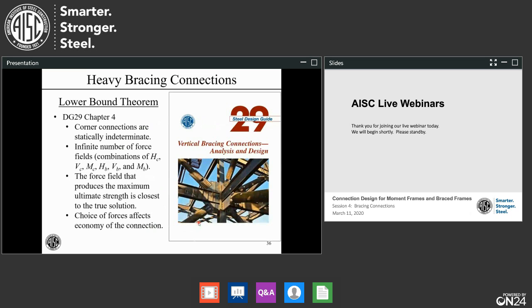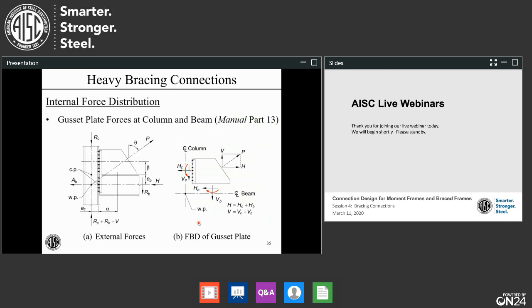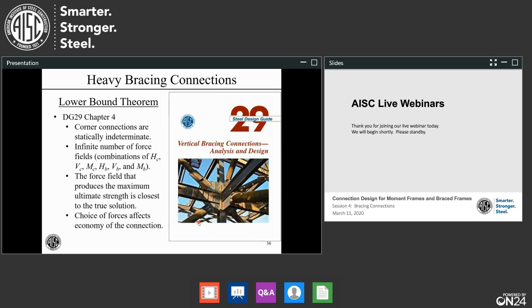Now, we need some way to determine what these forces are. Looking back at this, we have 6 different potential forces on that gusset plate. So we need some way to pin down at least a set of these to use in design. So we have a tremendous tool for this called the lower bound theorem. I think it was first articulated in detail in the way we use it in the 1950s. This is described in Design Guide 29 in Chapter 4.